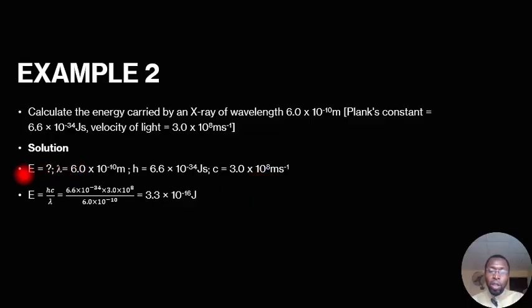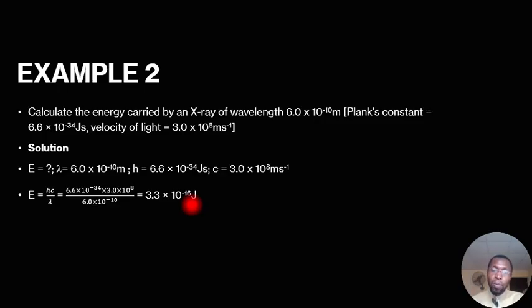To determine our energy, in this case, our energy will be equal to the product of Planck constant and speed of light, or velocity of light, all over the lambda, which is the wavelength. So E equals h c over lambda. Now our h is given to be 6.6 times 10 to the power minus 34. Our c, which is the speed of light, is 3.0 times 10 to the power 8. Of course, the lambda, which is the wavelength, is also there, 6.0 times 10 to the power minus 10. And when we simplify all of these, the energy carried will be 3.3 times 10 raised to the power minus 16 joule. Okay, very simple.